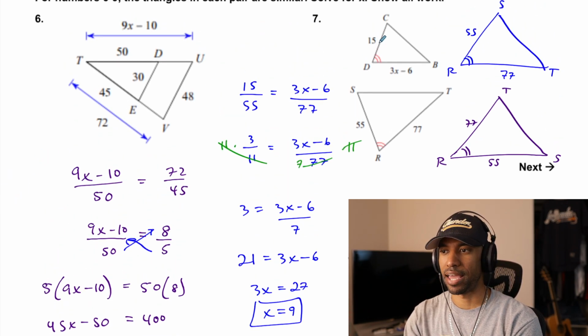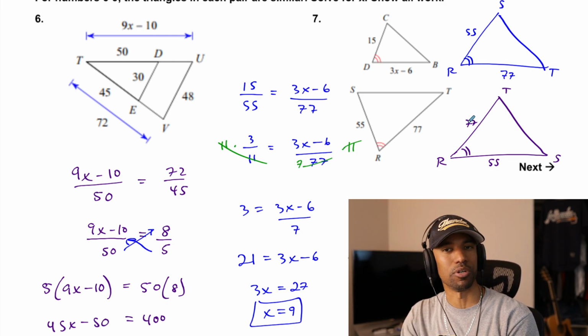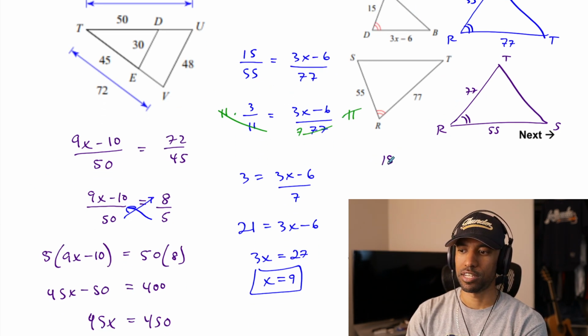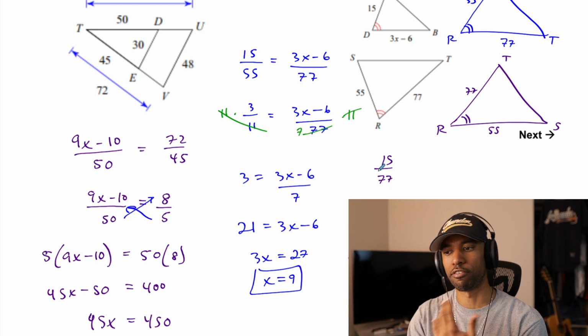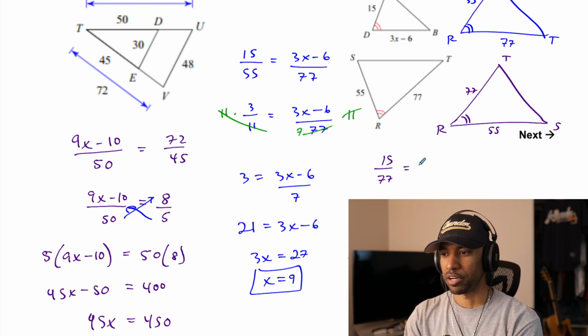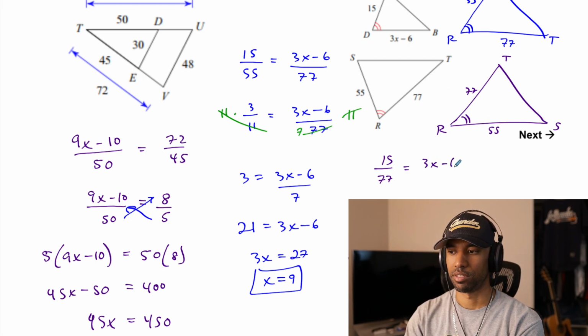So what's going to correspond now? Now 15 corresponds with 77. This might be a mistake, because I don't know if I can reduce fractions here, but 15 corresponds with 77 now. 15 is to 77. Look, here's the thing. If you're following me on this stuff, I recommend you look at the blue. I'm going to experiment here. 15 is to 77 as 3x minus 6 is to 55.